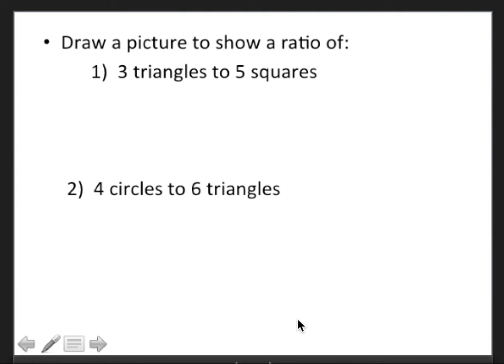All right, so what I want you to do for a second here is draw a picture to show the ratio 3 triangles to 5 squares. I want you to show that as a picture. So pause this video and just quick draw 3 triangles to 5 squares.